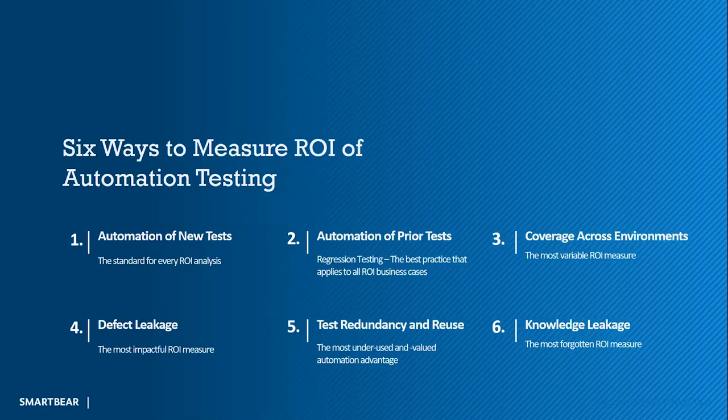So let's recap the six ways to measure ROI that we discussed just now. One, those new tests that you're automating. Regression testing. Coverage across environments. Defect leakage, test redundancy and reuse, and then knowledge leakage. So looking at these six measures, we want to hear from you. What are you guys doing? How are you all measuring ROI for automated testing within your organization? So we're going to have a poll come up very shortly.